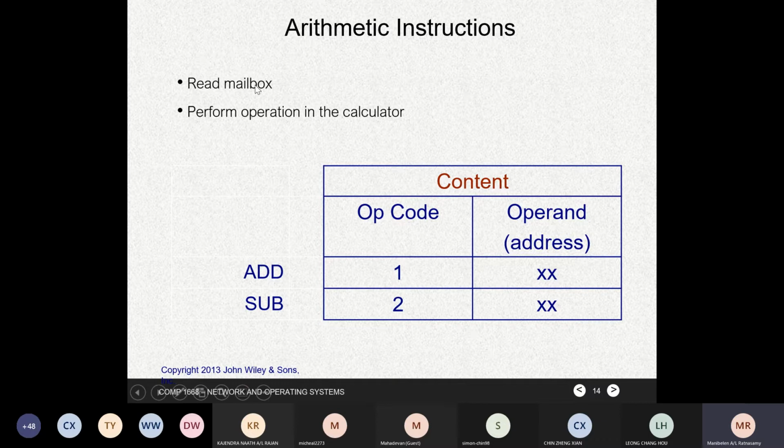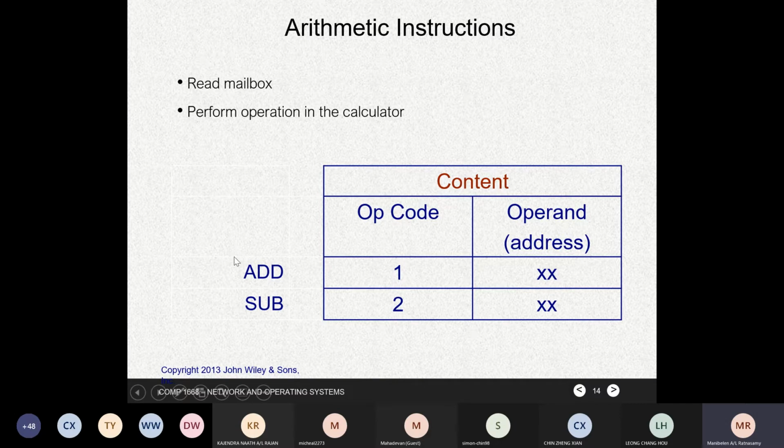So he has to read the mailbox, perform the operation in the calculator, and store back. Store back into the mailbox or simply display on the calculator. It depends on the instruction, right? So if the instruction says just do the calculation and display, you just do the calculation and display. If the instruction says do the calculation and store back into the mailbox, you do the calculation and store back into the mailbox.